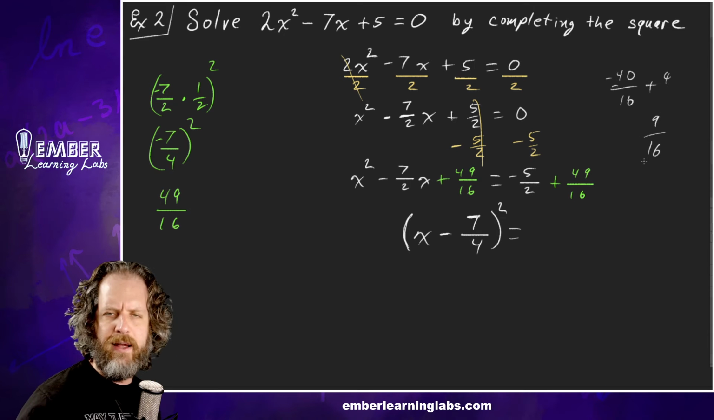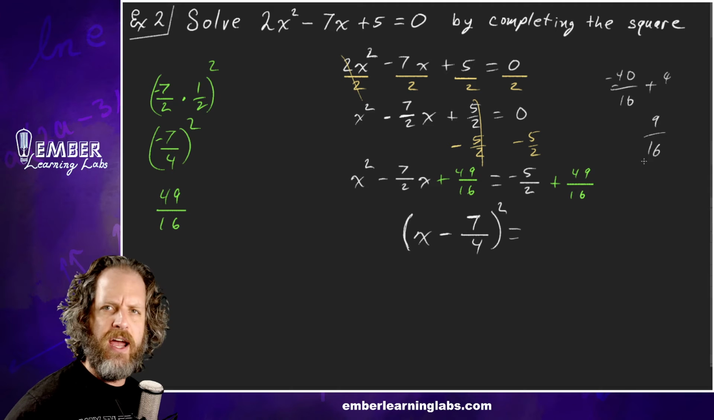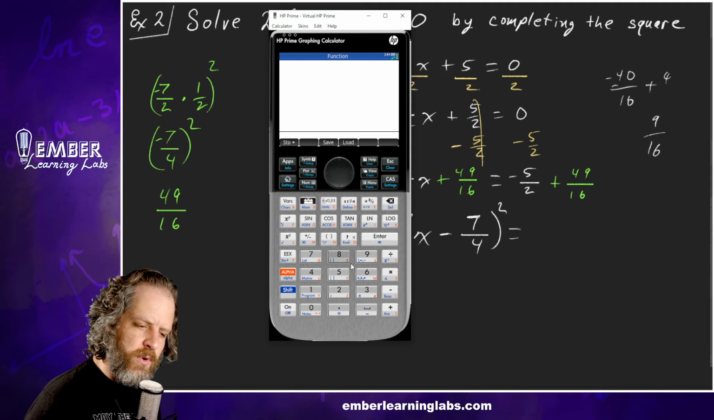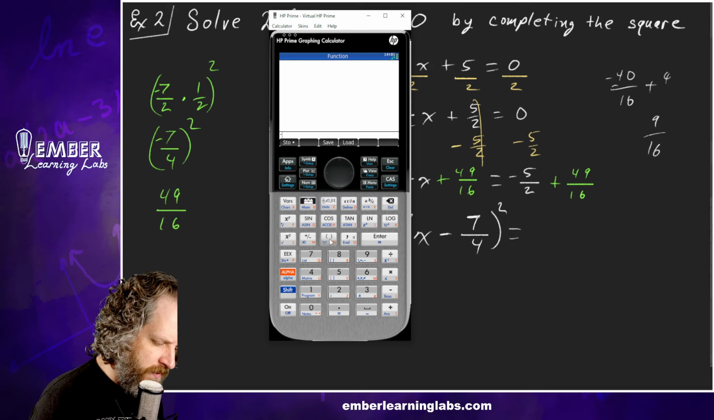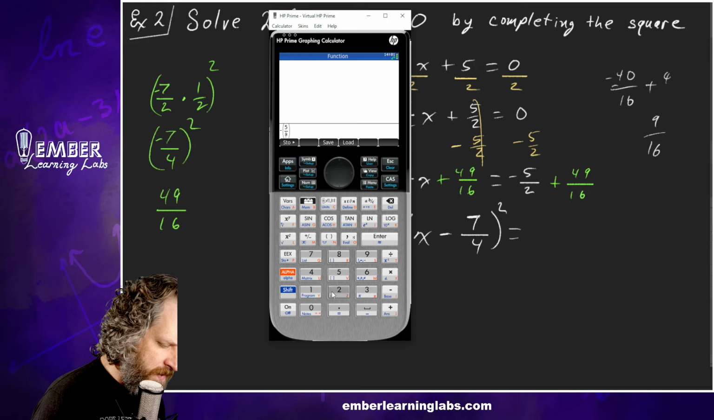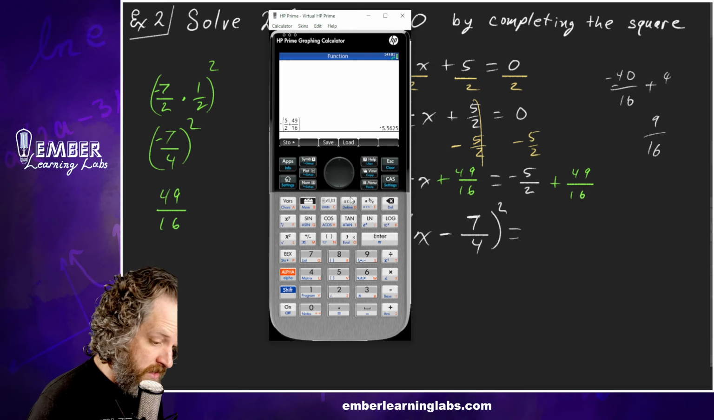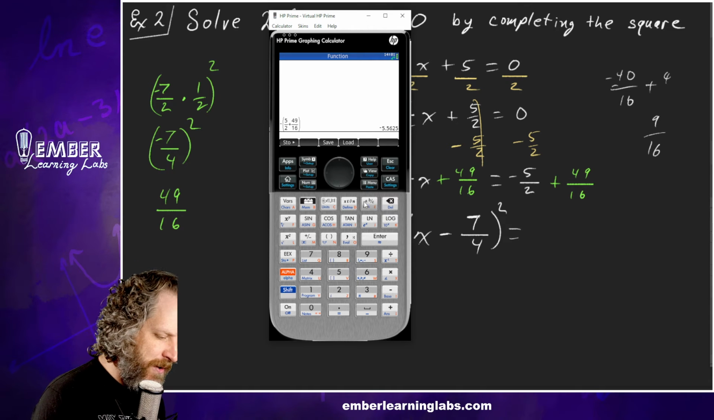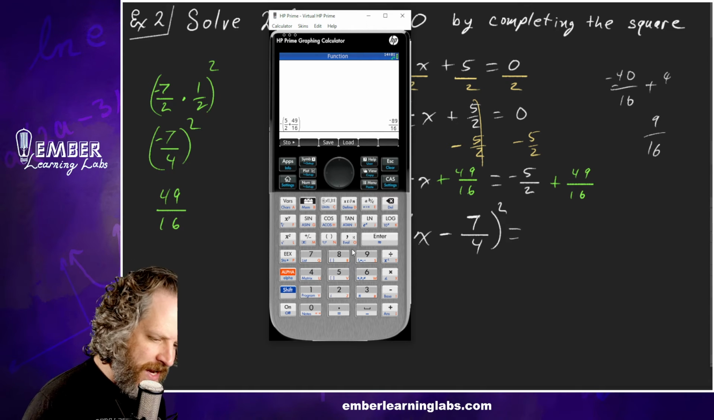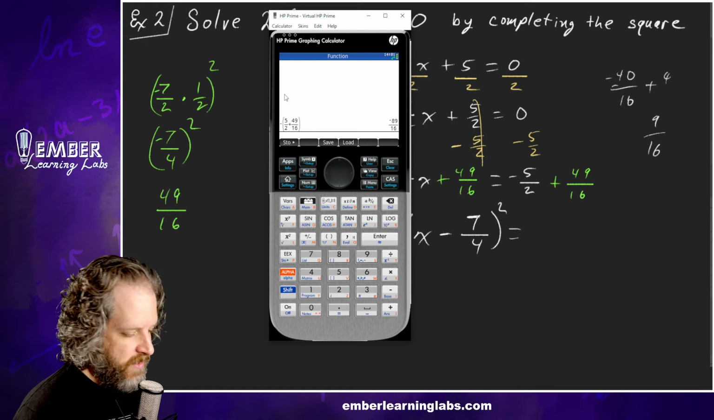Does that sound right? I better double check to make sure that's right. Let me sanity check for myself here. All right, so we're going to do negative 5 halves plus 49/16 equals that, and then somewhere I switch it to a fraction. Yeah, right here in front of my face. So negative 89/16, which is not what I got. Negative 89/16. Did I make a mistake? Oh, I can see what I did wrong.